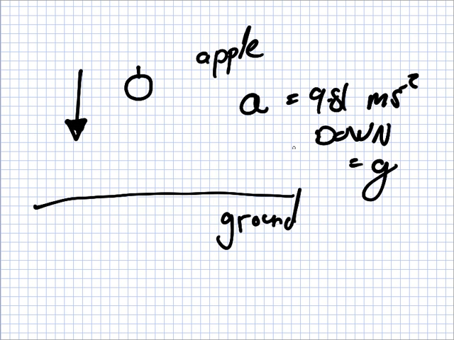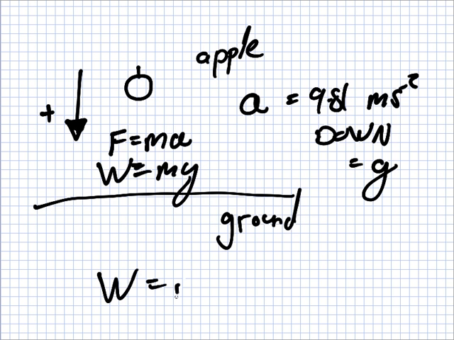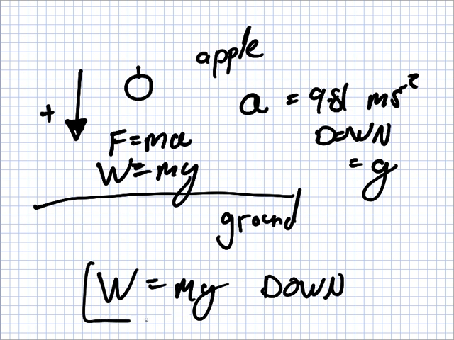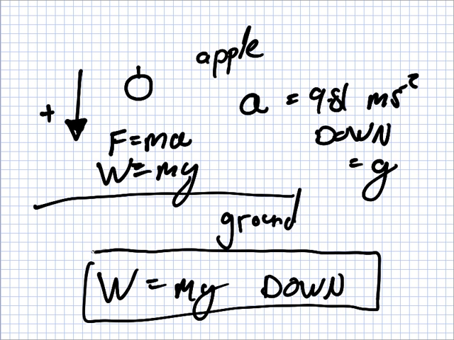So if we're looking down as positive just for the moment, we can say F equals ma, but the a is actually g, and the F is actually the weight. So that's the formula. Weight equals mg, down. So not very difficult.